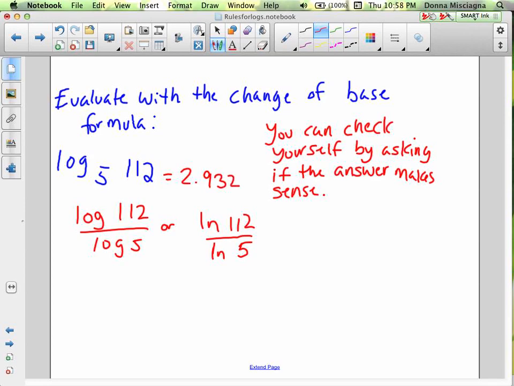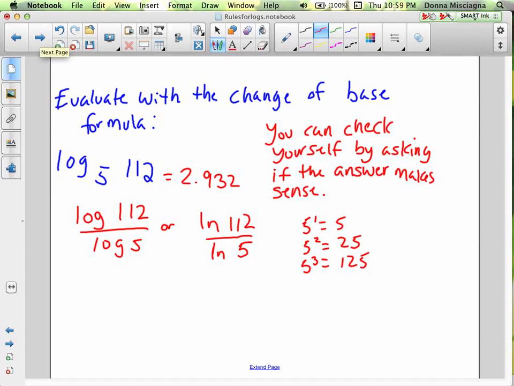All right, so base is 5. So I know 5 to the first is 5. I know 5 squared is 25. And I know 5 cubed is 125. I'm just multiplying. You just multiply by 5 each time.